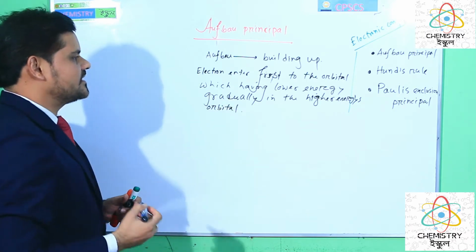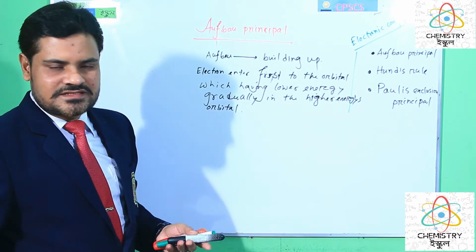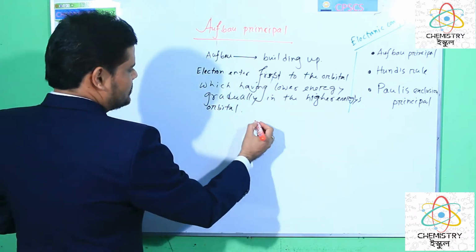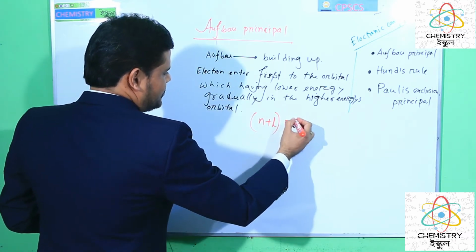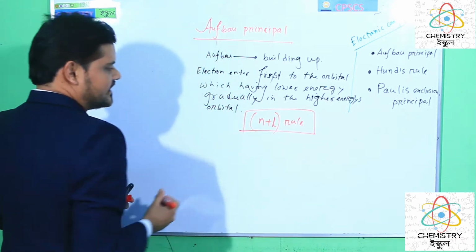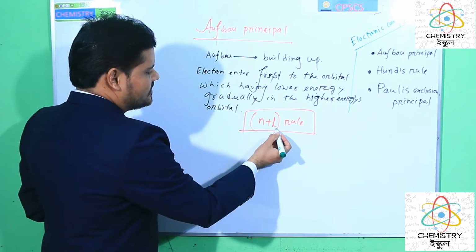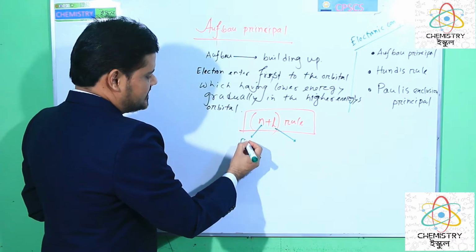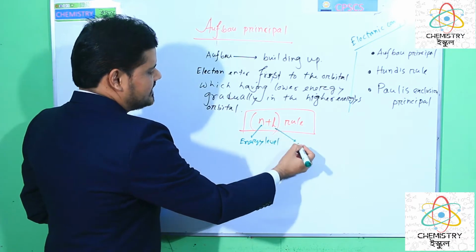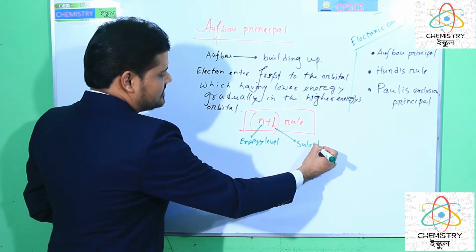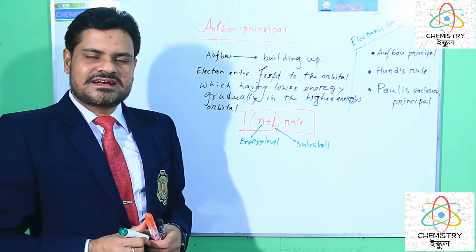And how can we understand the energy, the difference of energy? Dear learners, there is a rule here. The rule is the n plus l rule. Already we know about n and l. n means the principal quantum number, the energy level, and l means the subsidiary quantum number, the sub energy level. No problem here. And we can now easily find out the energy of the orbitals.